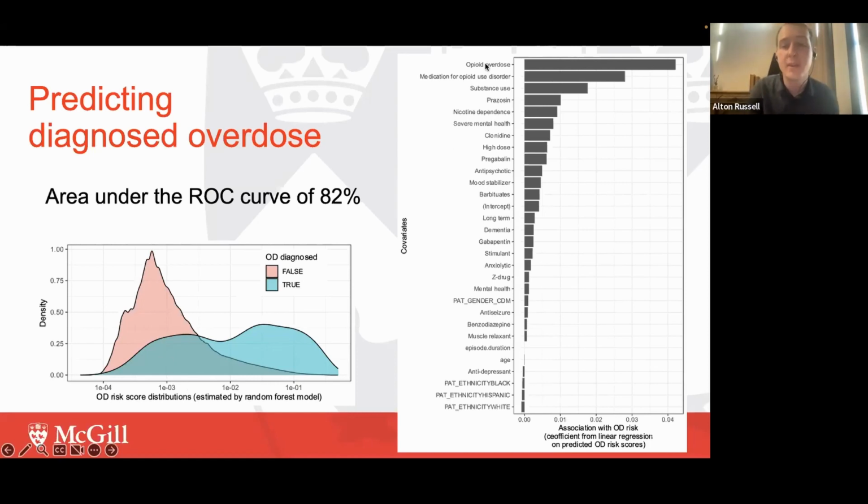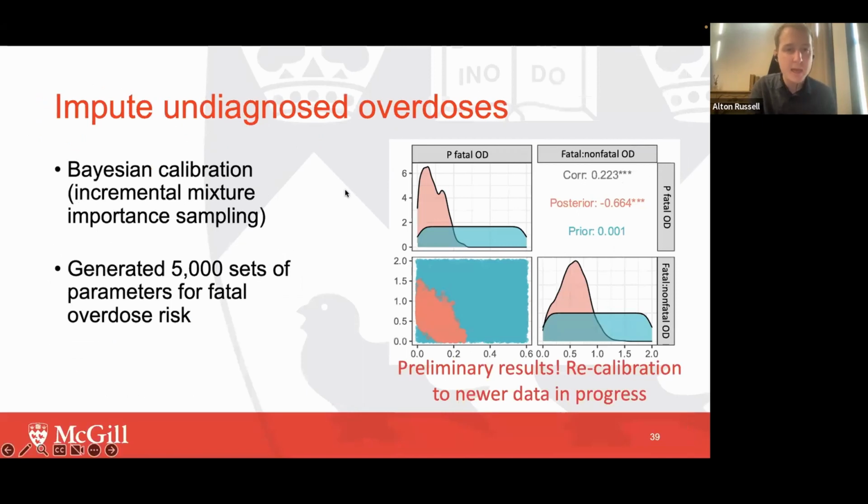In terms of the things associated with a higher risk, a history of opioid overdose is number one, followed by medications for opioid use disorder, a substance use diagnosis, and prazosin. So they're quite similar to the things on the prior slide that were associated with the overdose rate, which makes sense. In terms of imputing undiagnosed overdoses, I'm actually redoing the calibration because we got some newer data that wasn't published when I first ran this.